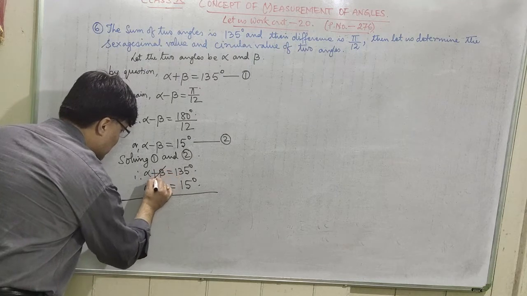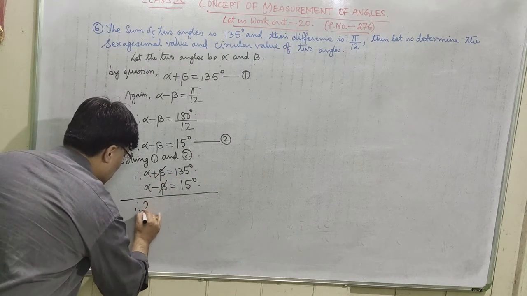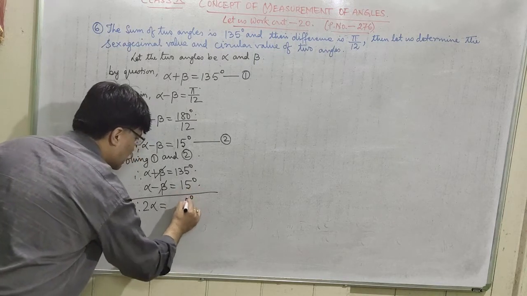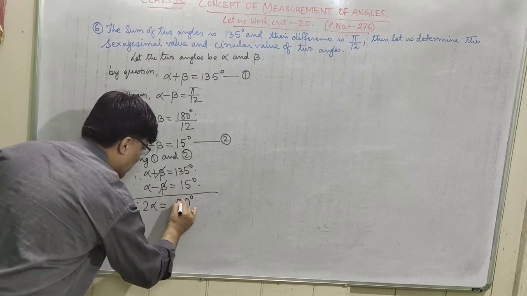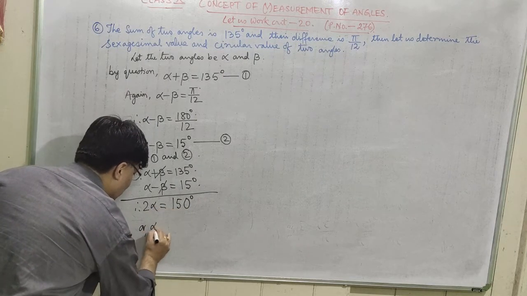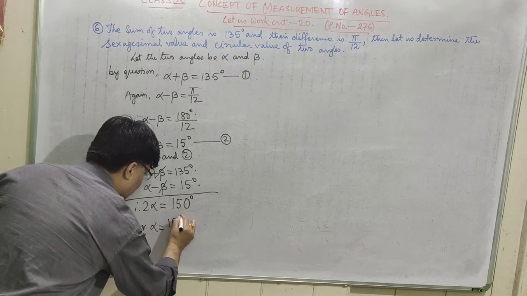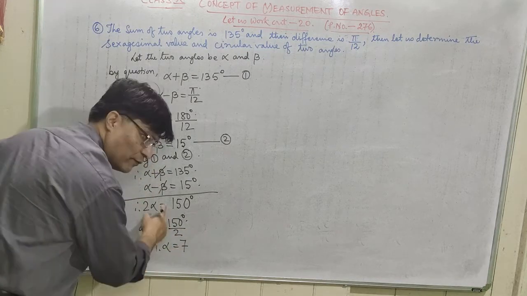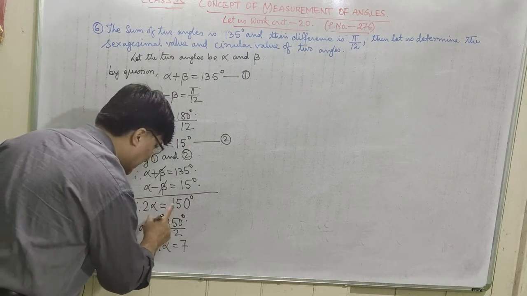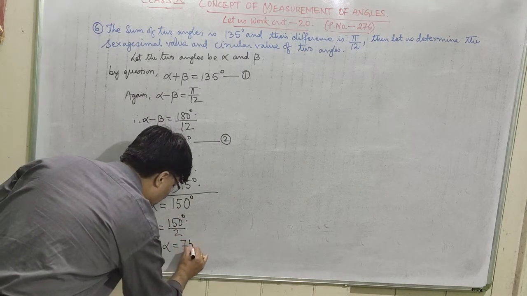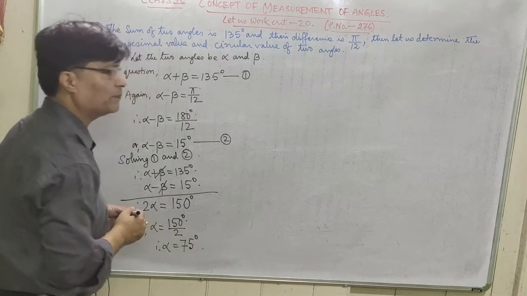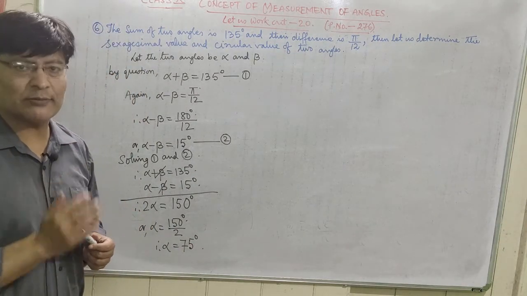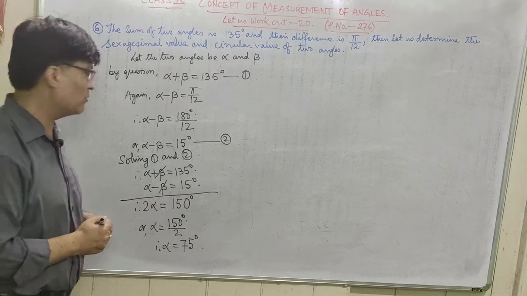Okay. So now in this case, let us add them. If you add, you don't have to change the sign here. Beta beta gets cancelled. So it is alpha plus alpha, 2 alpha is equal to, you can add it. 5 plus 5, 10, 0, 1, 4 plus 1 is 5, 1. It is 150 degree, or alpha is equal to 150 degree divided by 2. So what is alpha is equal to 2 sevens are 14. 15 minus 14 is 1, 10. 10 divided by 2 is 5. So it is 75 degree. So we have got one of the angles in terms of sexagesimal value, that is 75 degree.